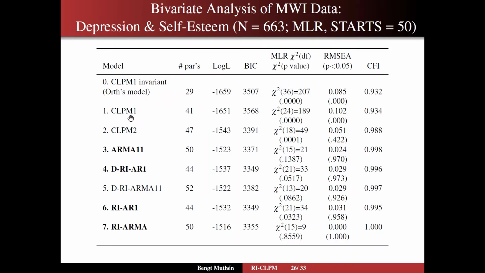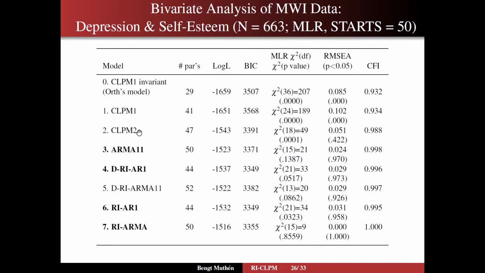This model, CLPM1, allows for time-varying auto-regressions and cross-lags. And it looks like we reduced the chi-square a little bit, but we also reduced the degrees of freedom because we've gone from 29 to 41 parameters. This model is also, in my view, clearly rejected. Although the RMSEA seems to obtain a good value, I would say we can rely on chi-square here, and this is not a well-fitting model.